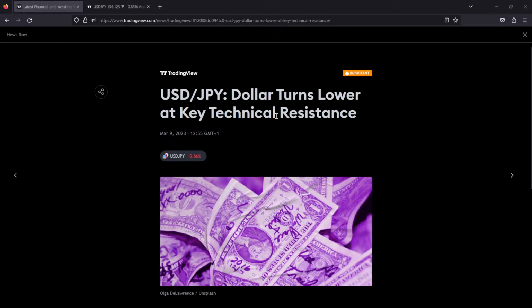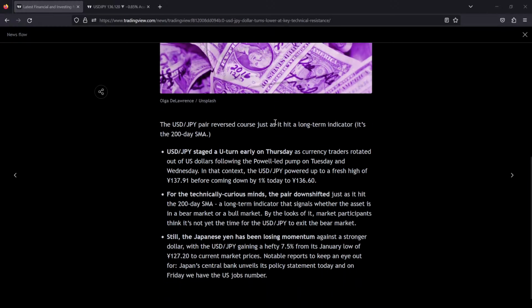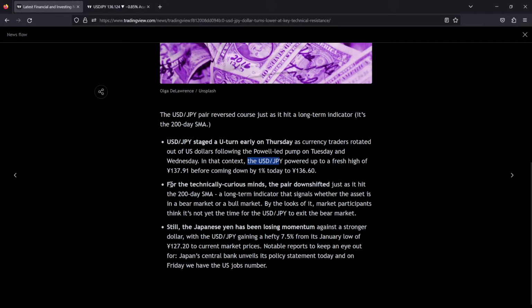So it seems that in this news, we have some sort of technical analysis information, and let's try to look at the details. It says that USDJPY staged a U-turn early on Thursday as currency traders rotated out of US dollars following the news that we just talked about. And we had an analysis on the US dollar just a few days ago, I guess. We have some more information technically.